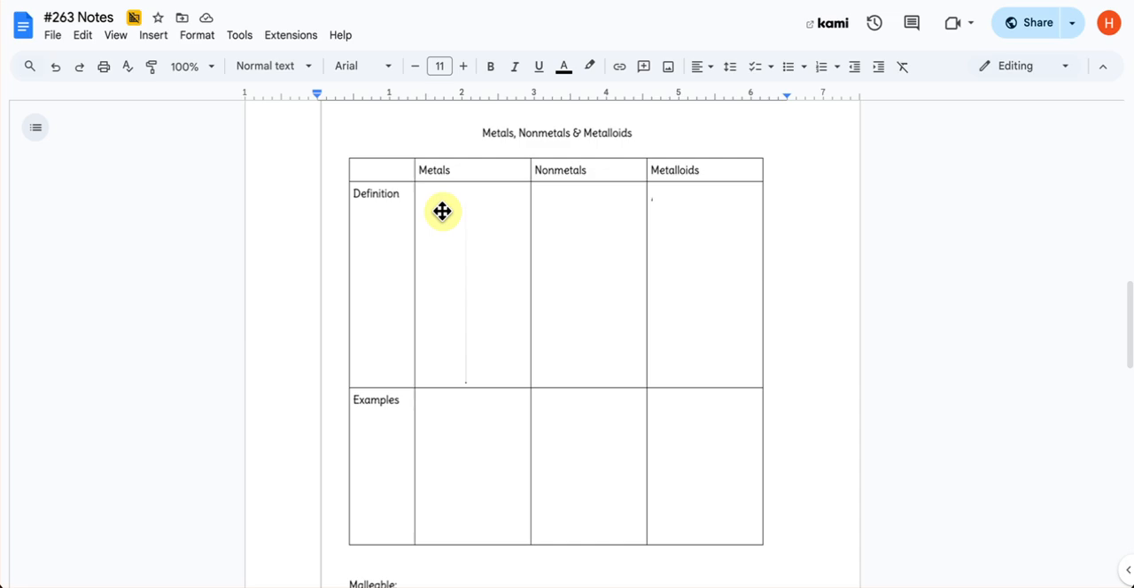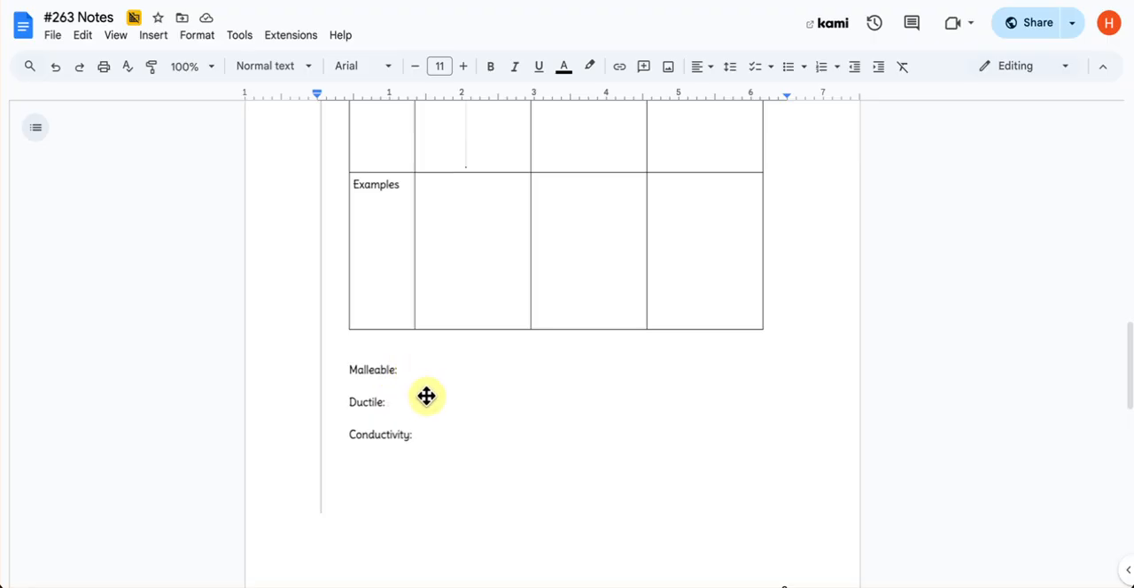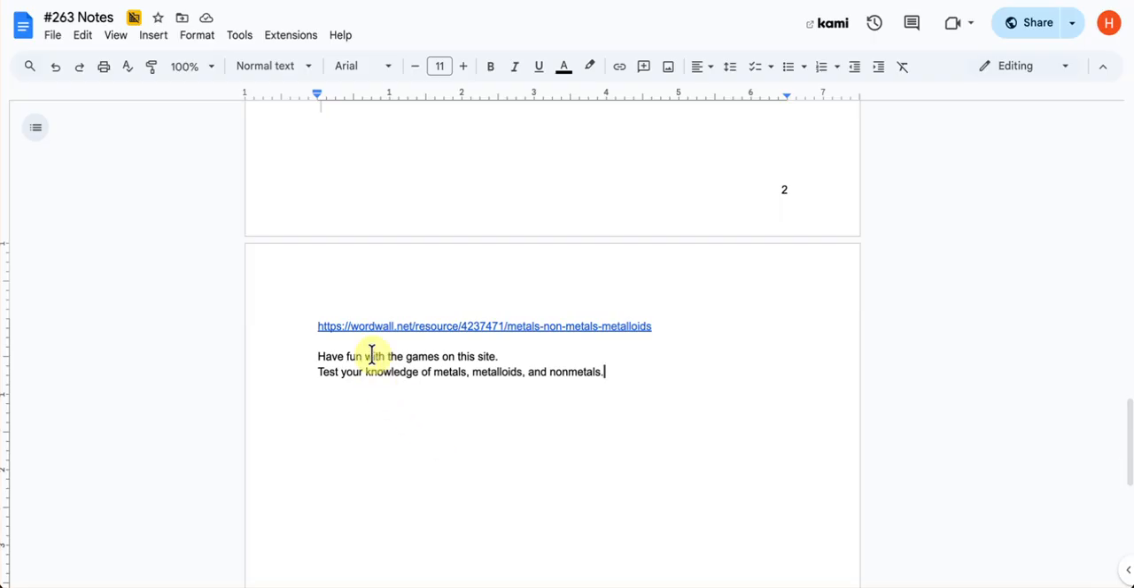If you need to go back to the slideshow, please do that. Same thing for nonmetals, metalloids. Give examples. So you're basically just transferring the information that you got. And what are your definitions of malleable, ductile, and conductivity? And then on the last slide, there is a nice little game site to test your knowledge about what you know about all of that.